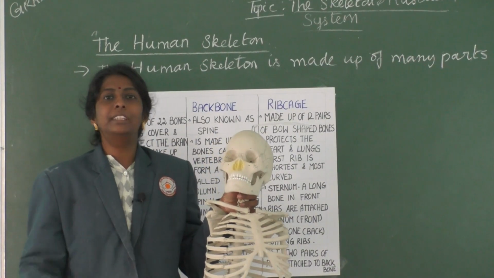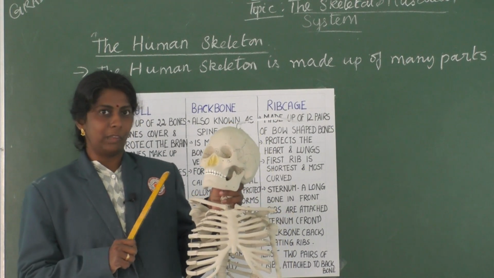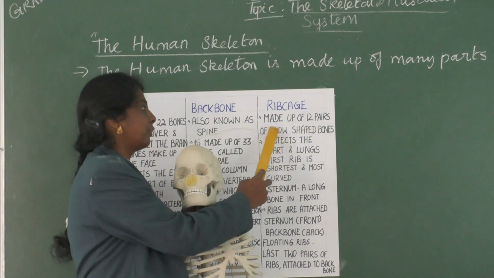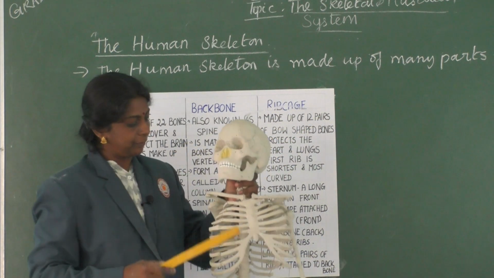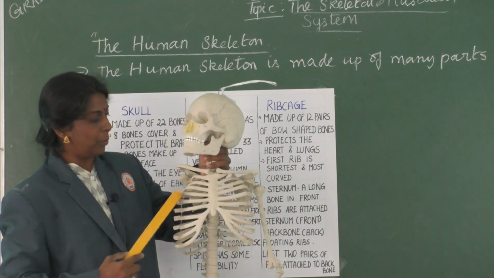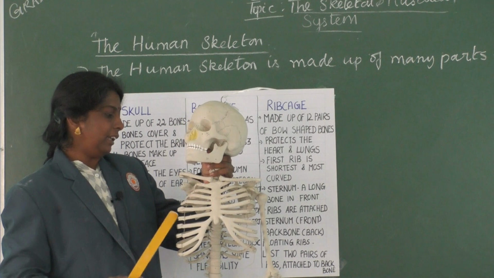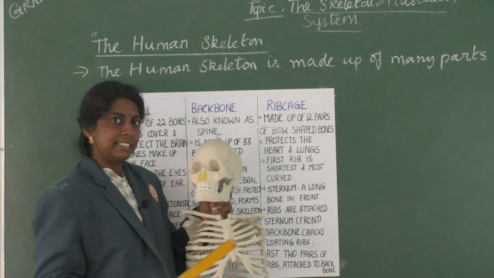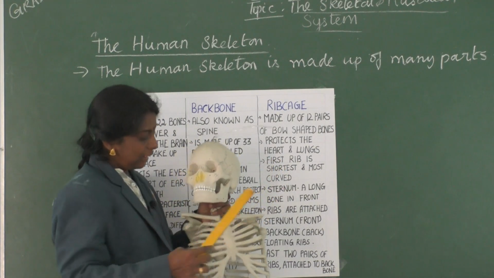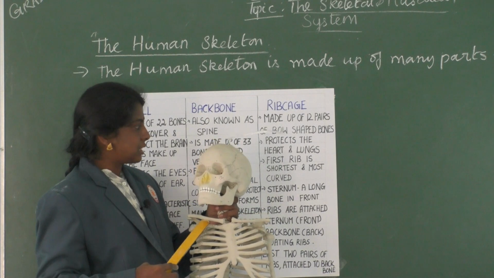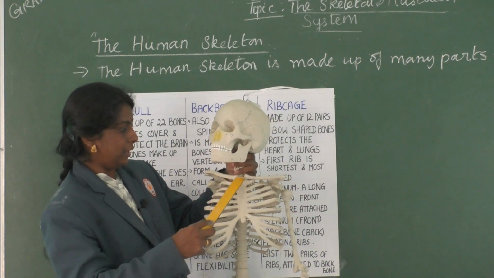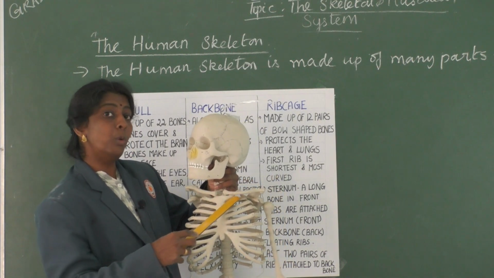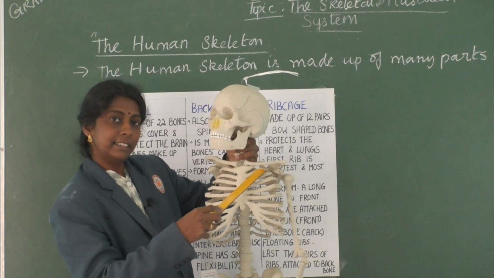Yes children, now about the third part, rib cage. Here the rib cage is made up of 12 pairs of bow-shaped bones. 12 pairs are there. And what will it do? It protects the heart and lungs. And about this structure, the first rib here is the shortest rib and it is the most curved rib.